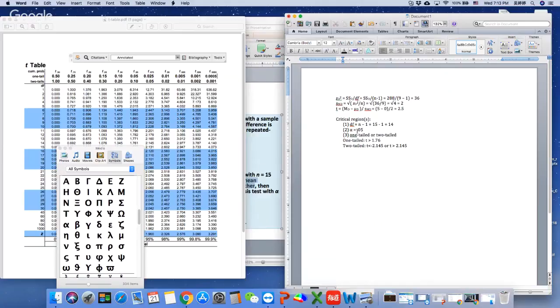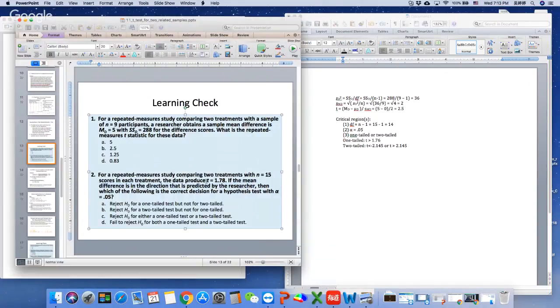Okay, we know the boundary of the critical region, right? And then we see that t equals 1.78. For the one-tailed t-test, it is in the critical region, but for the two-tailed t-test, it's not. So our answer is we can reject the null for the one-tailed test but not for the two-tailed, which is A as the correct answer.